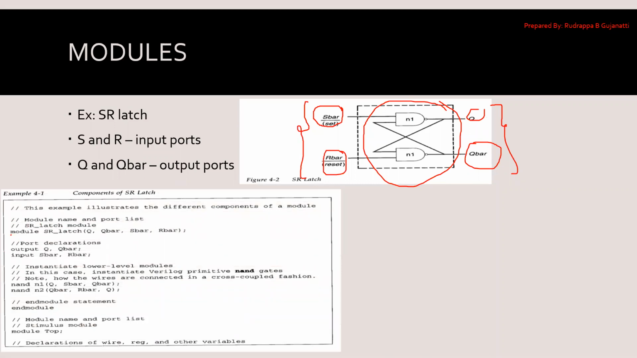So we have module SRlatch. Module is a keyword, and this is the module name. Then we have the terminal or the port list. Then here we have the declarations. In declarations, we specify which is input and which is output. Here we can see that the outputs are Q and Q bar, and the inputs are S bar and R bar. These are just identifiers, S bar and R bar.